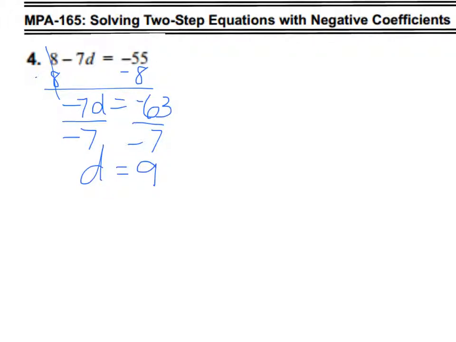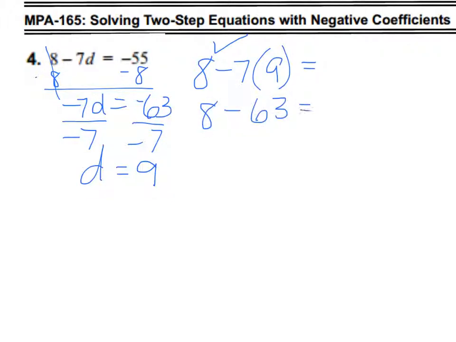And the directions said check. This is a little tip. If they're giving you multiple choices, you can take their multiple choices and substitute it in for the variable and make sure it works. So 8 minus 63 is in fact negative 55. So I know my answer is right.